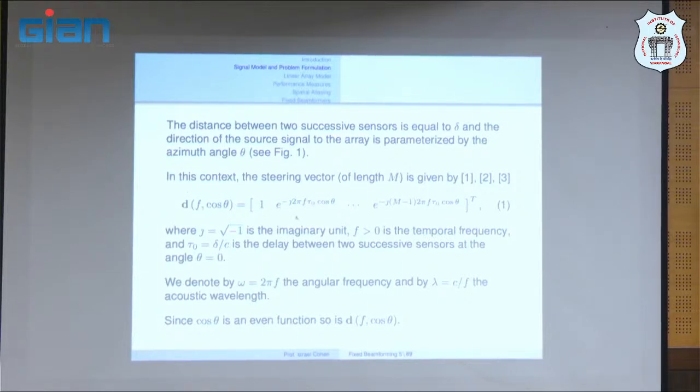So for fixed beamformer, because we don't design it to a specific environment, we assume only that it's like far field direction. Okay? Important to understand the differences. So we call it d_f cosinus theta, because it depends only on the direction.